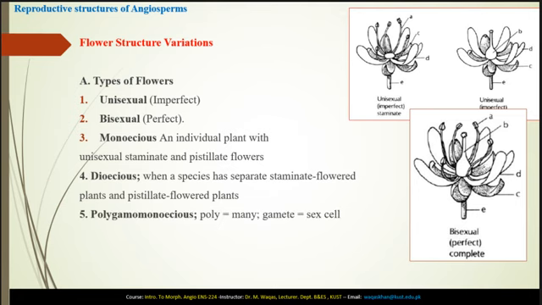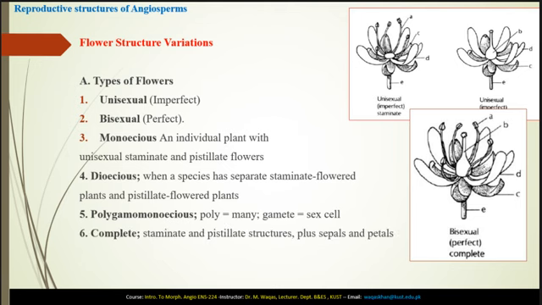The fifth one is polygamous, right? As the name indicates, poly meaning many and gamous meaning sexual. So what is a polygamous flower? An individual plant with bisexual flowers, plus staminate or pistillate unisexual flowers. Means the polygamous plant contains bisexual flowers, and as well as contains staminate or pistillate unisexual flowers also. That is the polygamous flower, right?